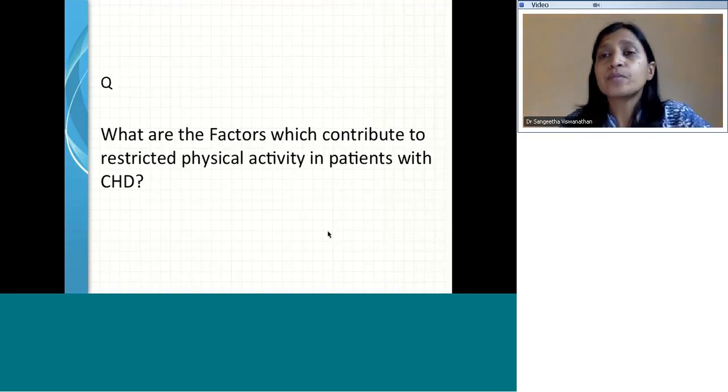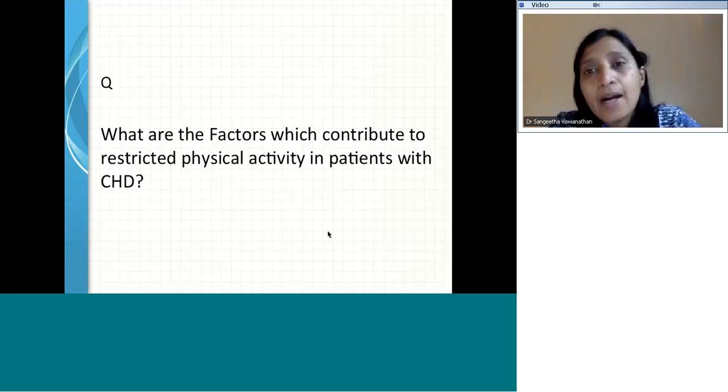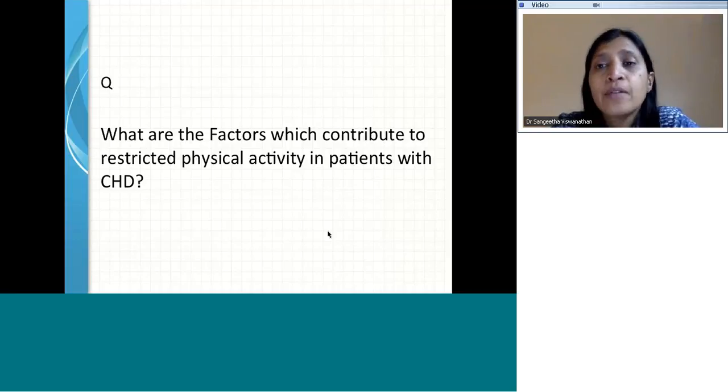Correct. So, myocardial dysfunction. And cardiac output, what is the formula for cardiac output? How do you calculate cardiac output? What is cardiac output? Correct. Stroke volume times heart rate.